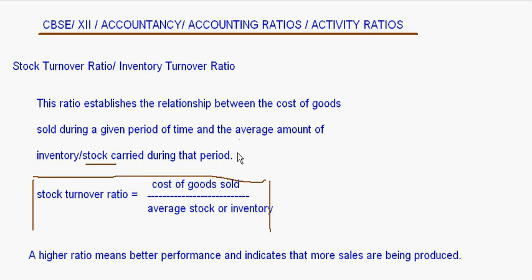So, stock turnover ratio is always in terms of number of times. So, if the answer comes as 4, it is 4 times, 5 times, 6 times, something like this, right, okay. Now, a higher ratio will mean a better performance, and it indicates a higher sales for the firm, right. So, it indicates that more sales are being produced. The company is utilizing its investment in an efficient manner, right.